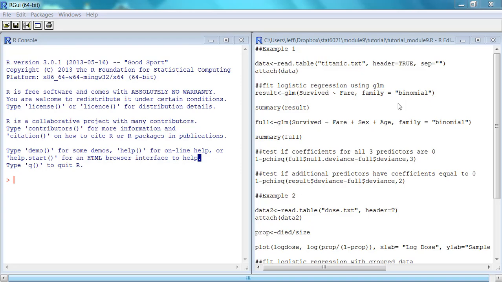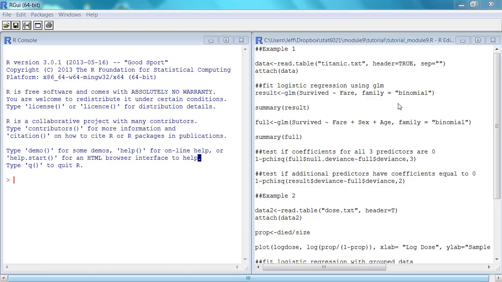Okay, in this tutorial, we'll see how to use R to fit a logistic regression model. There'll be two parts to this tutorial, mainly because I'll be showing how to fit a logistic regression model when you have ungrouped versus when you have grouped data. So the first example will be with what I call ungrouped data.